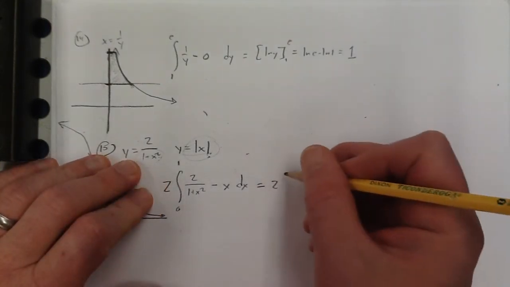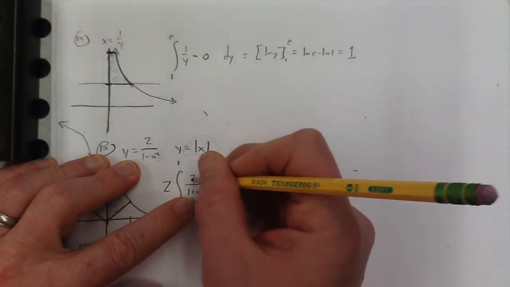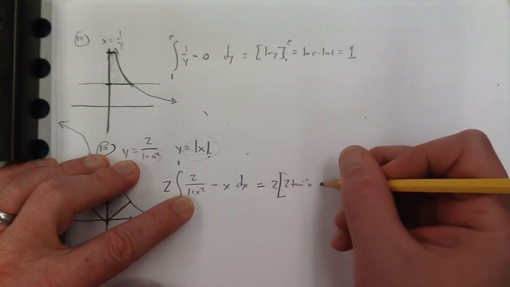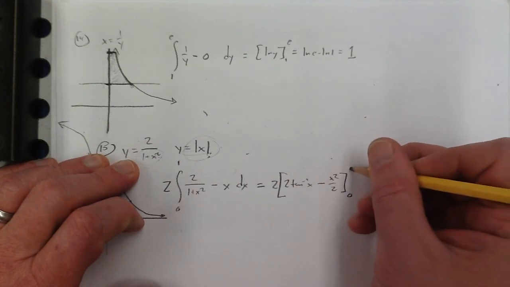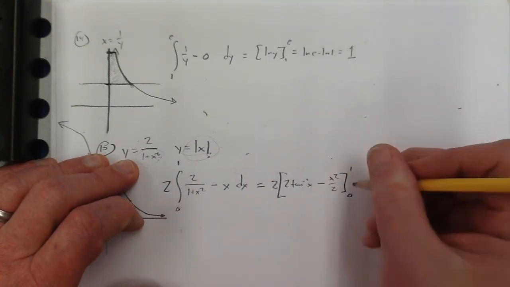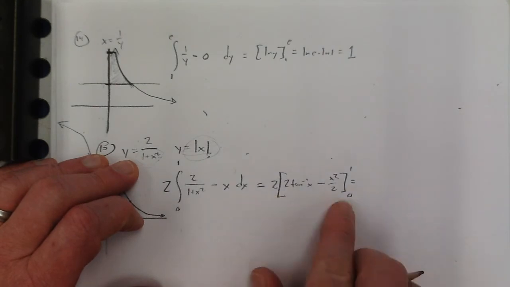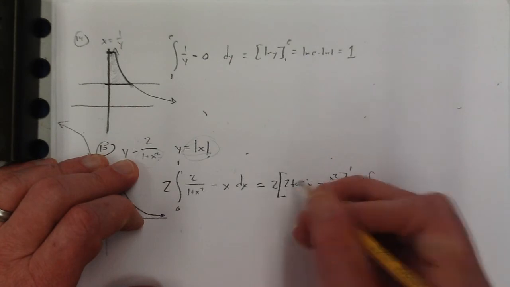That's 2 times this, the antiderivative, that's just a constant, so that's 2 tangent inverse x minus x squared over 2 from 0 to 1. And I guess I'll just leave the 2 out there and deal with that one in there.